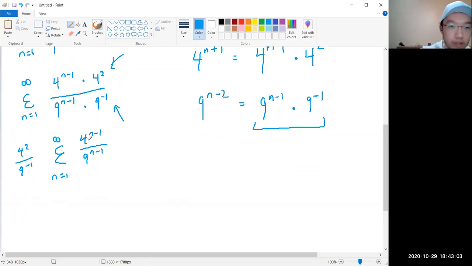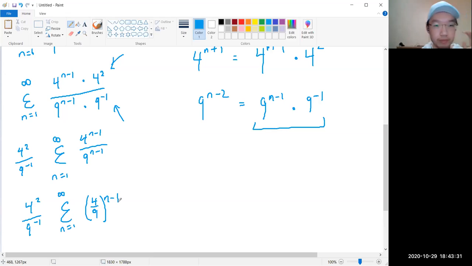Whenever you have something in this form where you have the same exponents on the top and bottom, you can actually just write it as one term. So this is the same as 4 over 9, the whole thing to the n minus 1 power. Okay, so now this looks like a geometric series.